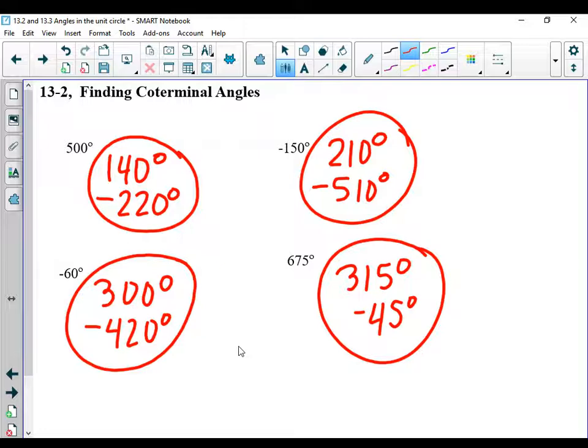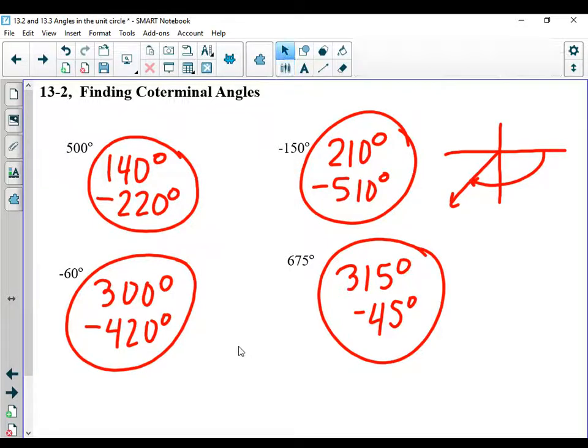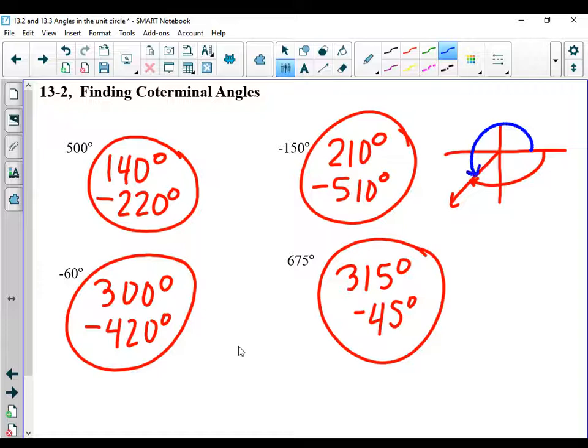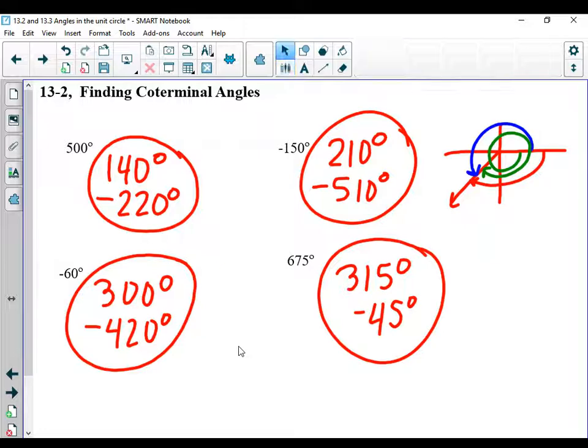Because if you were to literally draw these out, if I had negative 150, I know that I'm over here somewhere. And then if I was to draw 210 degrees, conveniently, that's right there. And then if I needed to find negative 510, I would go here. This is 360 plus the 150 that's there. That's how we get the negative 510. I can have you keep going in circles for days if I wanted to. But that's what that means.